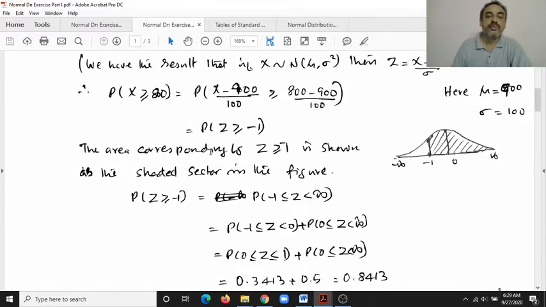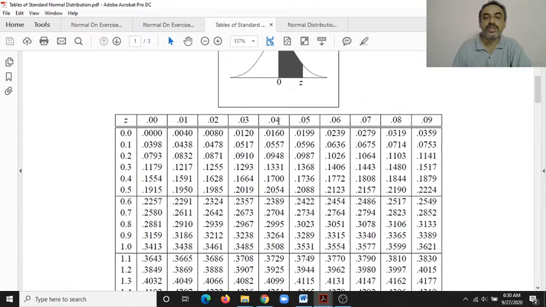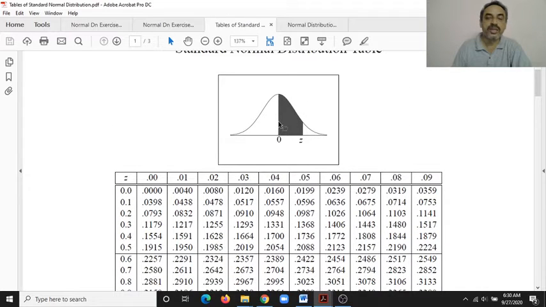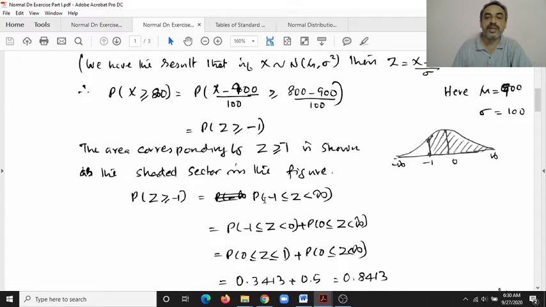So we have the area now, probability of z greater than or equal to minus 1. This area corresponding to z greater than or equal to minus 1 gives the probability of z greater than or equal to minus 1, and that area can be obtained from the tables of standard normal distribution. So these are the tables of standard normal distribution. We need the probability of z greater than or equal to minus 1.